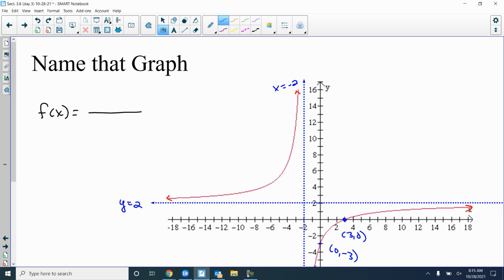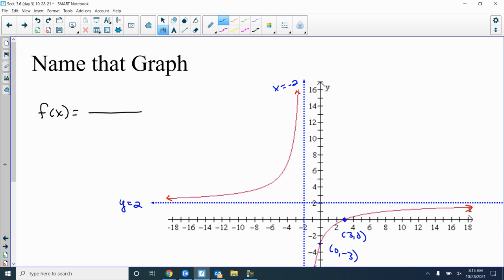All right, so you got to have a numerator and denominator. Give me anything you know about it. Anything you can tell me about maybe the equation. Okay, Brooke. The vertical asymptote is -2. So how does that show up in the equation?